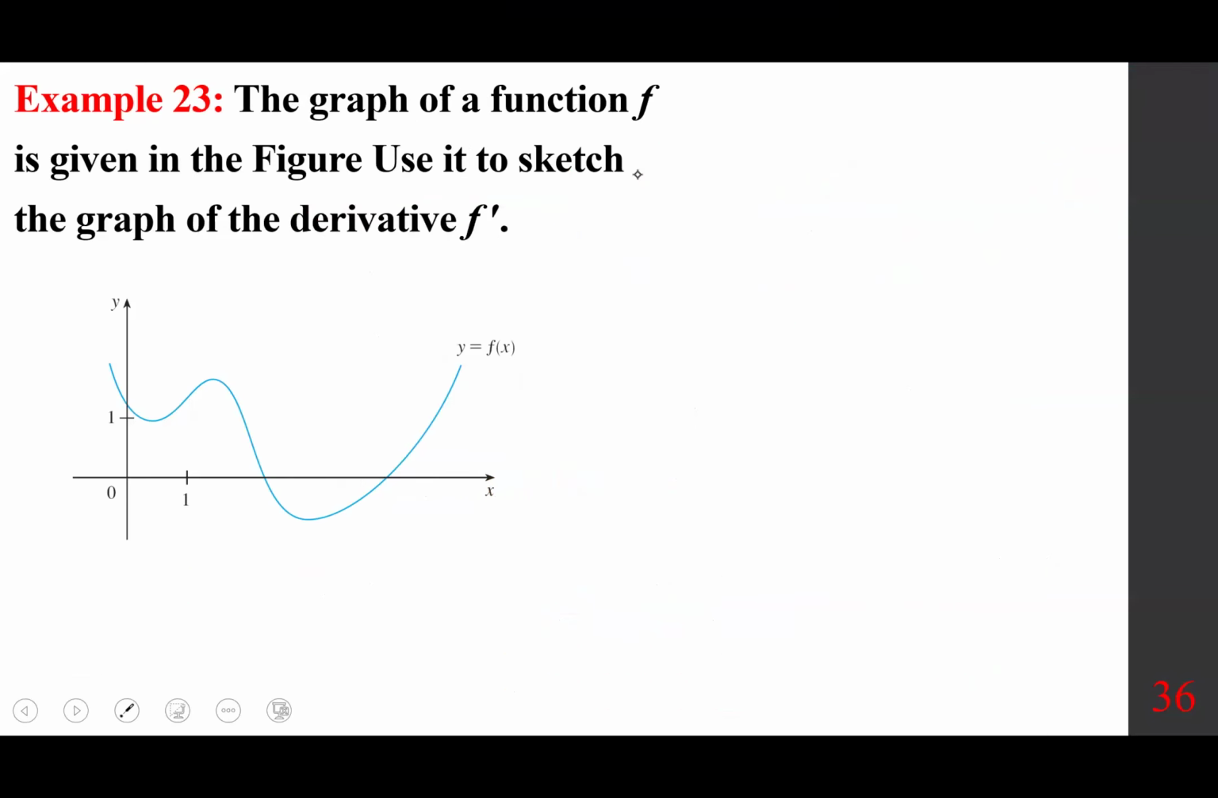The graph of a function f is given in the figure. Use it to sketch the graph of the derivative f prime.